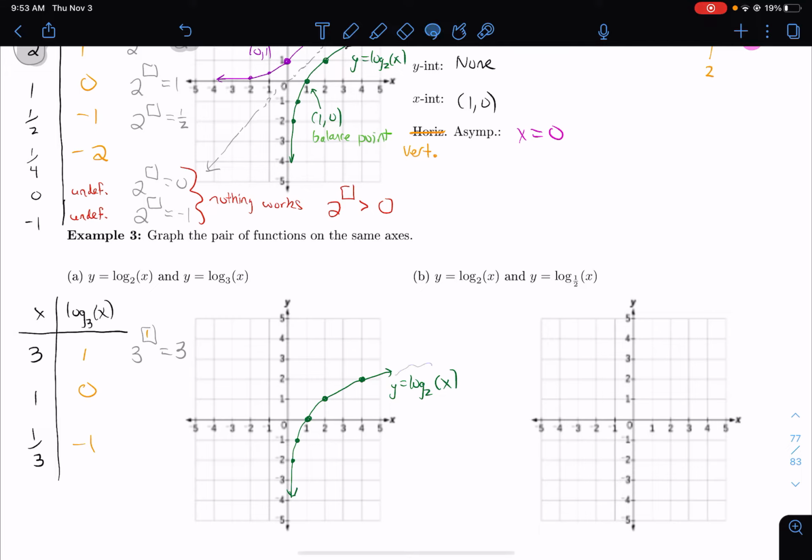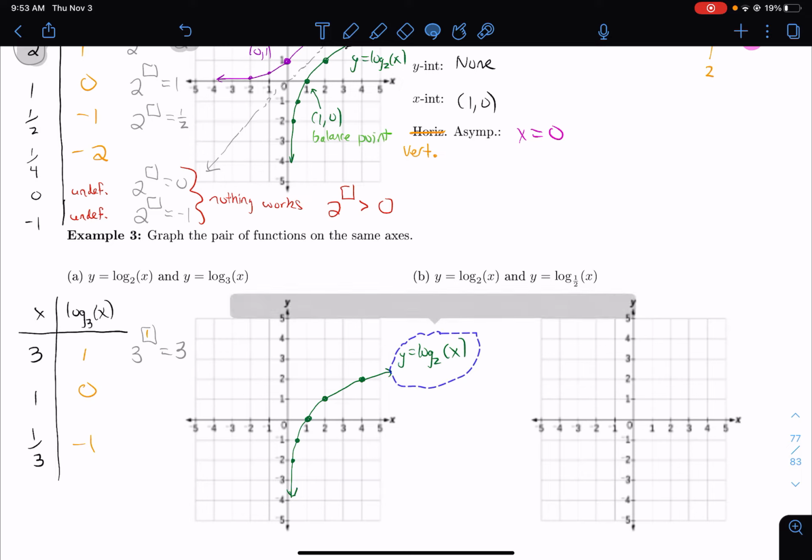All right, so for this graph, when x is 1, y is 0. So it's got the same x-intercept, the same balance point. When x is 3, the y value is 1. And when x is 1/3, the y value is -1. Oh, so that's somewhere here, 1/3. When x is 1/3, y is -1.